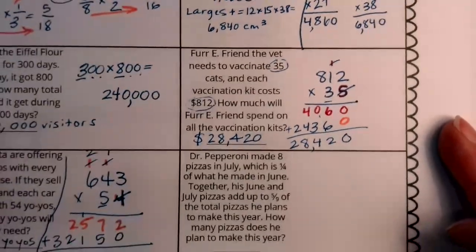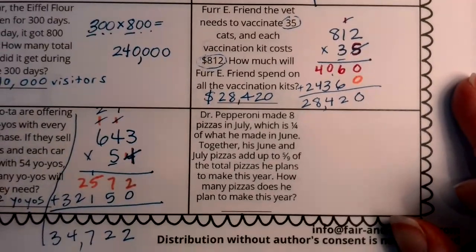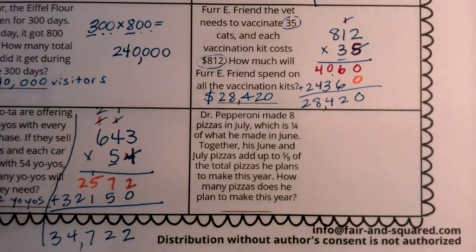All right, our last question for today, and boy, it's a good one. This one says, Dr. Pepperoni made 8 pizzas in July, which is 1/4 of what he made in June. Together, his June and July pizzas add up to 5/9 of the total pizzas he plans to make this year. How many pizzas does he plan to make this year?